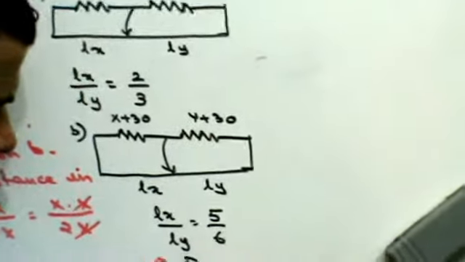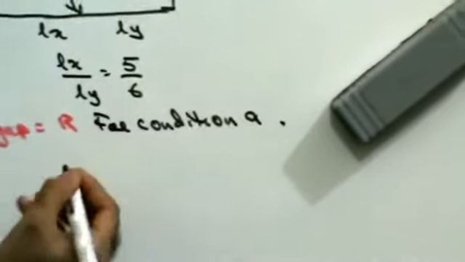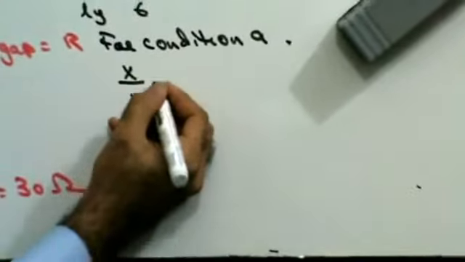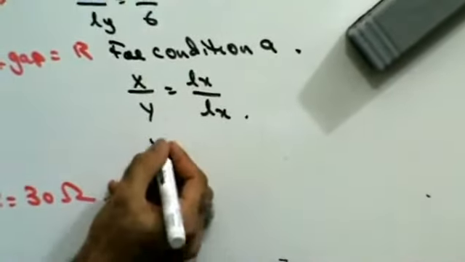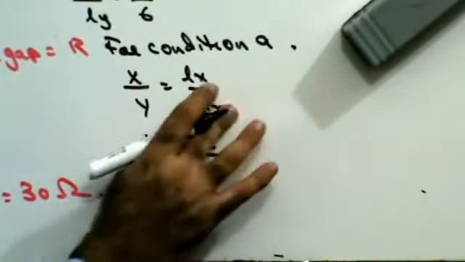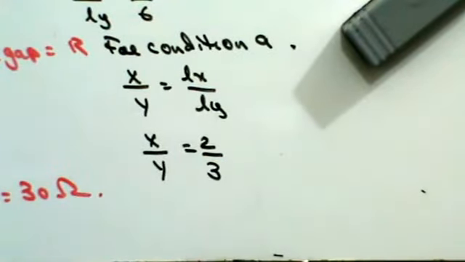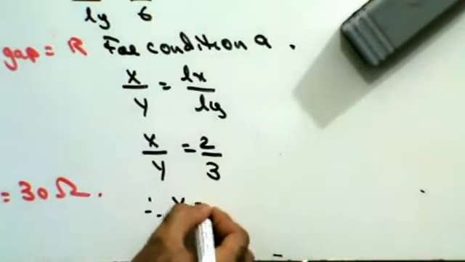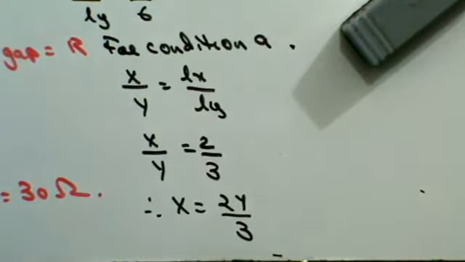Now for condition A. For condition A, I can say x upon y should be equal to Lx upon Ly. So therefore x upon y is Lx 2 upon Ly 3. Therefore I could say that x is 2y upon 3. I have the value of x now.